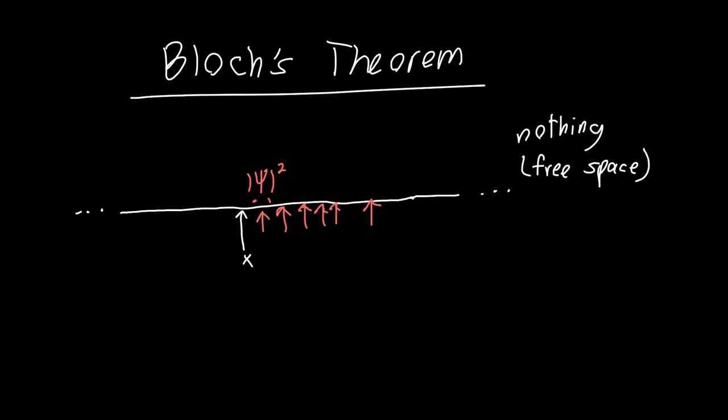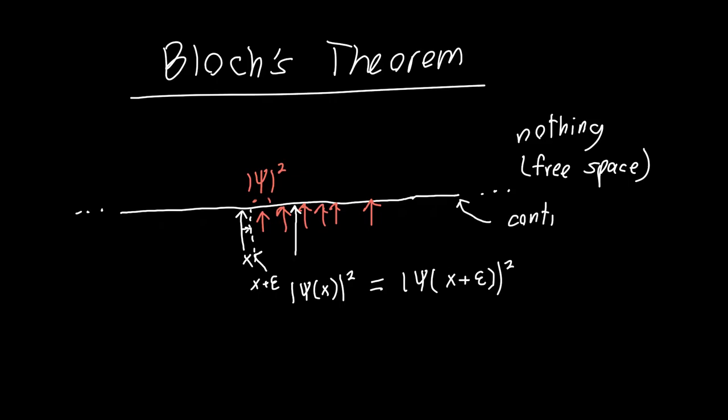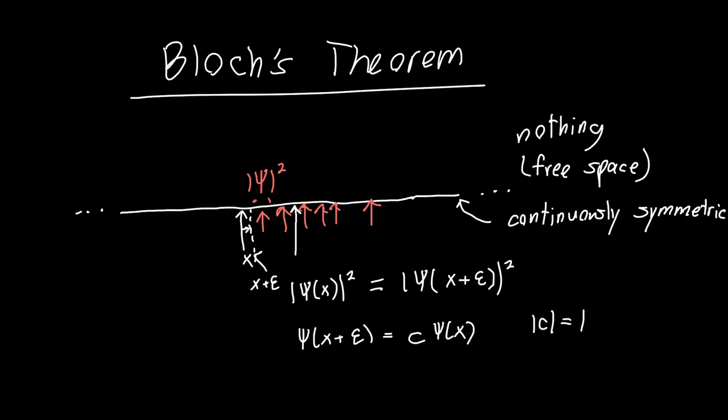There's no reason why the probability, psi of X magnitude squared, should be any different than at any other distance. So we would expect the probability to be equal to, say, psi of X plus epsilon, squared. If we take some tiny step to the right, so this point would be X plus epsilon, we have no reason to suspect that the probability will be different, because this is a continuously symmetric universe. No point is different from any other point. And so in general, we can say that psi of X plus epsilon should equal some coefficient, which has magnitude 1, times psi of X. So just to write that down, C should have magnitude equal to 1.